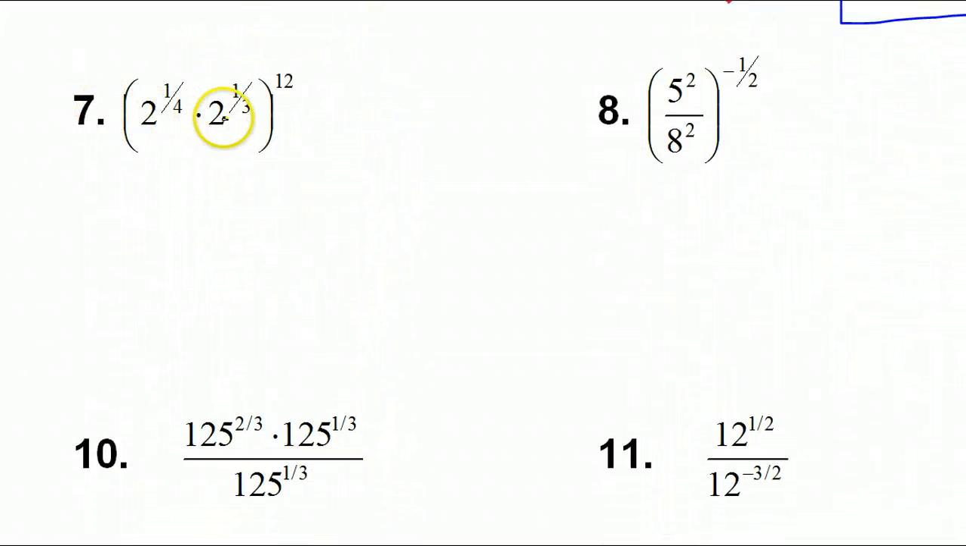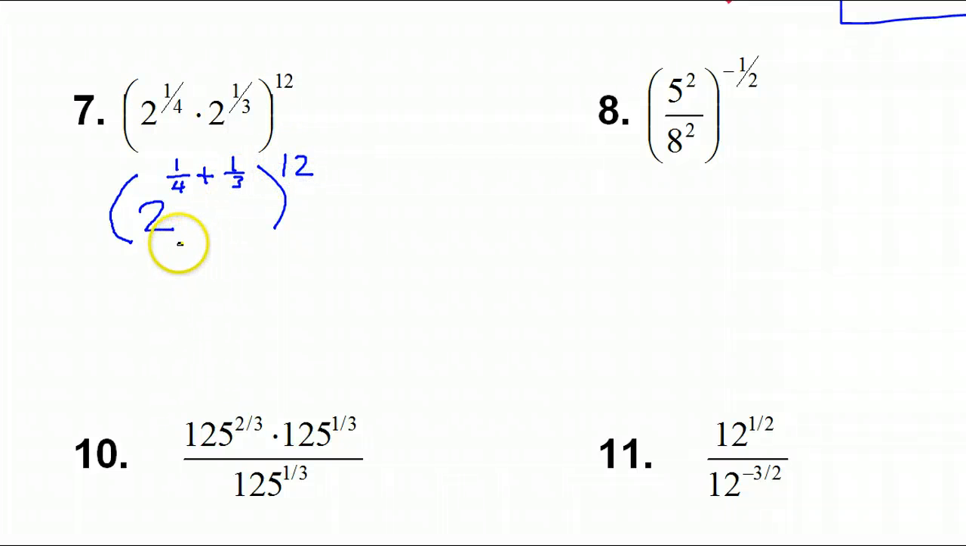Okay, the bases are the same inside of here. So if the bases are the same, what, the 12th power? I don't think that was supposed to be the 12th power. Since the bases are the same, we're going to add these exponents. So this will be 2 to the, and we're going to do 1/4 plus 1/3. Oh, I see what's happening. It'll be okay. So I'm doing 1/4 plus 1/3, and I've still got the 12th power out there.